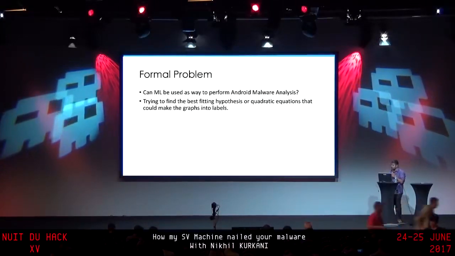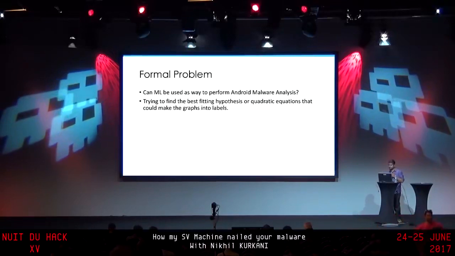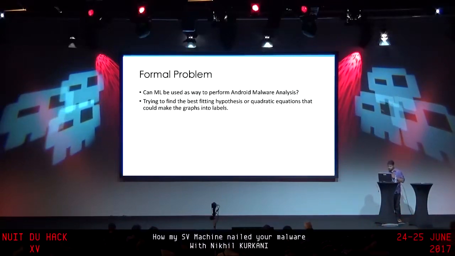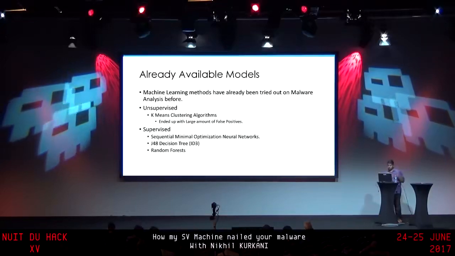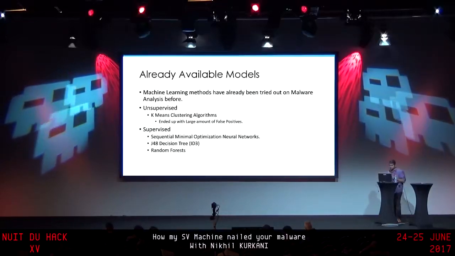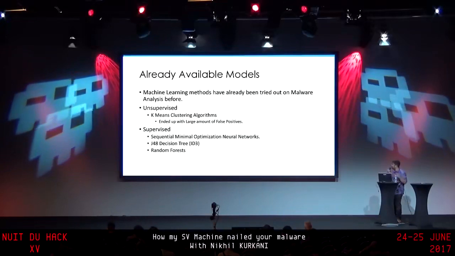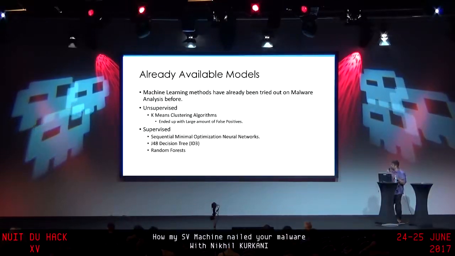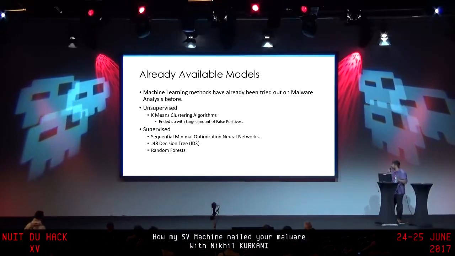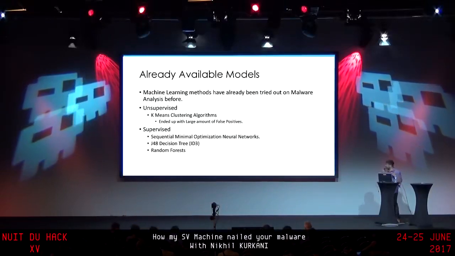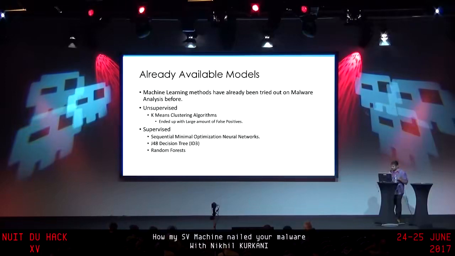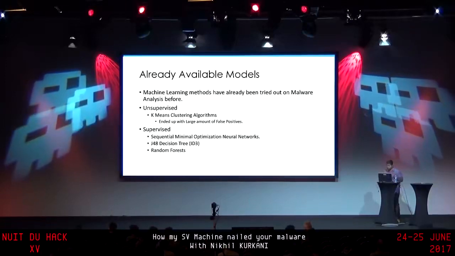So what is all the feature space that you're trying to get in for this? There were a couple of already available models which were used. The first one, being the unsupervised model, was the k-means clustering algorithm. It ended up having a large amount of false positives. And there were a couple of other supervised machine learning algorithms that were used.